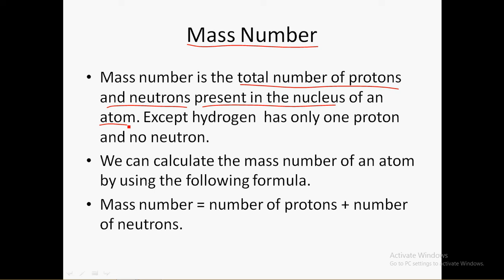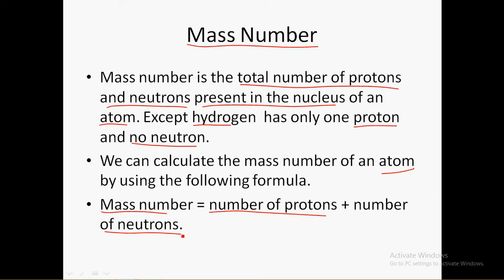For example, except hydrogen, because hydrogen has only one proton, so it does not have a neutron. Just a proton. We can calculate the mass number of an atom using this formula: the mass number is the number of protons plus the number of neutrons.